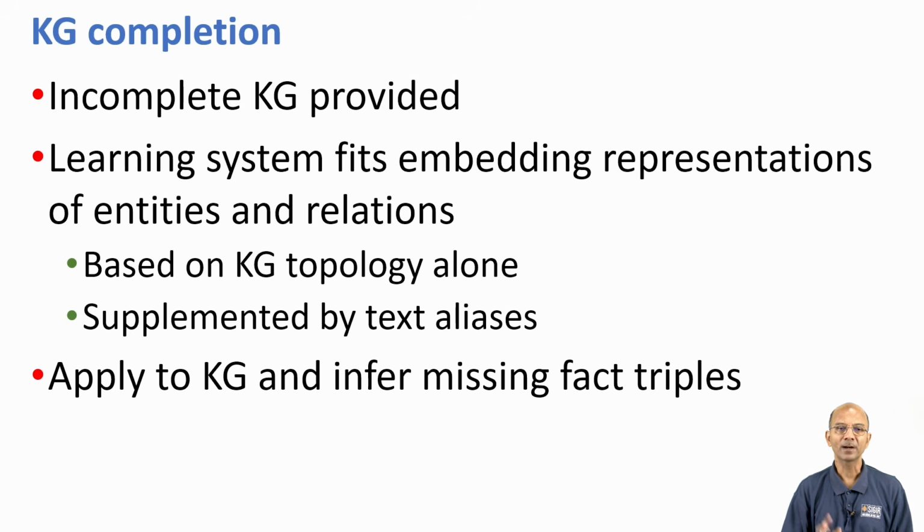Within this paradigm, there are two possibilities. One is that these representations are based on the topology or the shape of the knowledge graph alone. And then there is the more realistic and beneficial setting where we supplement the knowledge of the graph topology with the text aliases of the entities and relations that we briefly viewed in the last part. After these embedding representations are fitted, these will be applied back to the knowledge graph to infer missing fact triples in the knowledge graph with a certain level of confidence.